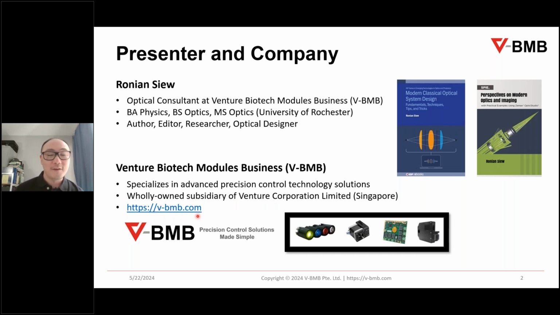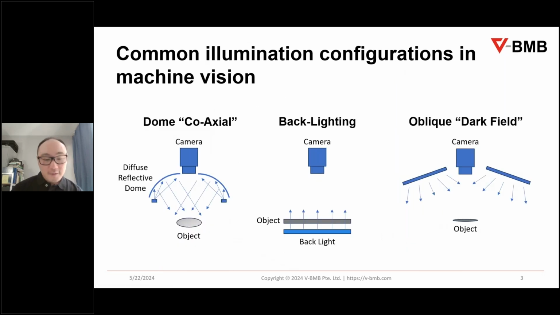Without further ado, let's talk about the presentation material. In machine vision, there are many types of configurations used for illuminating the region of interest or sample of interest. Some of the most common types of configurations are shown right here.